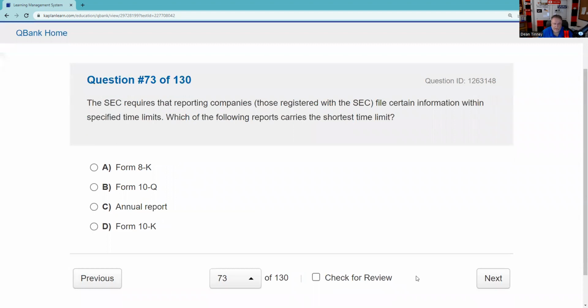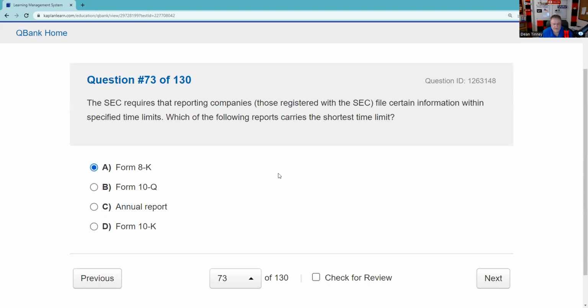The SEC requires that reporting companies, those are called public companies, file certain information with specified time limits. Which of the following carries the shortest time limit? An 8K is for a material current event. So your CEO resigns, or I just read where, was it KFC? Yeah, which is part of Yum Brands. They had a change in their pension plan, and because of the difference in the payouts, they lost like 3 senior people, been there for 20, 30 years. That's going to be the 8K.